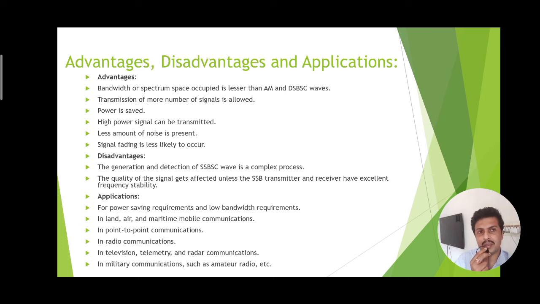So if we accommodate the modulated signal over the frequency spectrum, there is a chance of multiple number of stations could be accommodated, which is larger compared to the DSB-SC, because DSB-SC is having the bandwidth 2 times that of the SSB-SC signal. The power can be saved easily. High power signal can be transmitted because here only one of the sidebands is transmitted, which is saving almost 50% of the power which was transmitted for DSB-SC signal transmission.